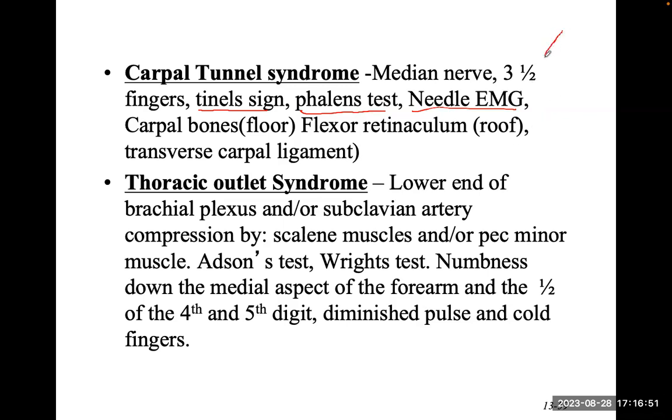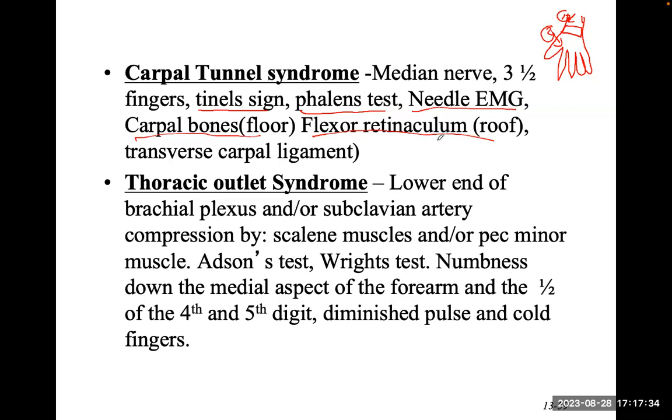So let's see if I could draw this out. Let's say that's your thumb, second digit, third, fourth, fifth digit, and there's your wrist. So let's say here is the flexor retinaculum. They put a needle here, and then they put a needle on this side. And they send a shock, and they measure how long it takes to go from needle 1 to needle 2, because it's going through this carpal tunnel where the roof of the tunnel is the flexor retinaculum, and the floor of the tunnel are the carpal bones.